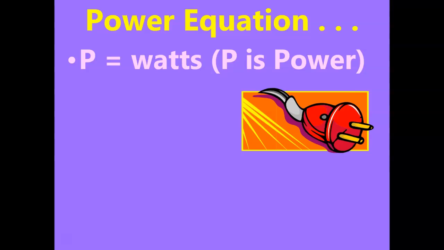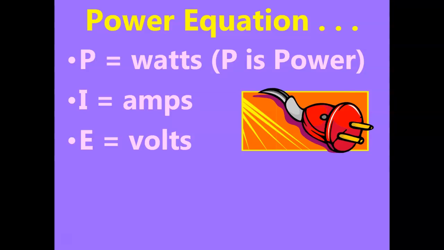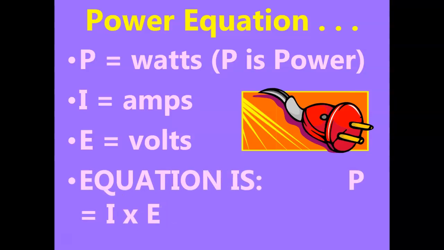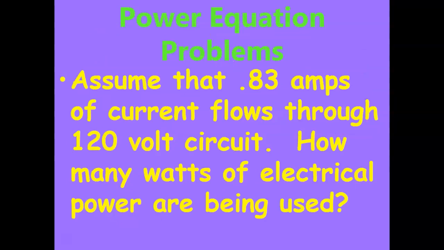So the power equation, P is for power, which is your watts. I, just like yesterday with Ohm's law, is your amps. And then also like yesterday, E is that electromotive force, or your volts. So the power equation is pretty simple. It's P equals I times E, or if you think about it, pie. So your power is equal to your amps times your volts. So pretty simple. Today is going to be real quick.